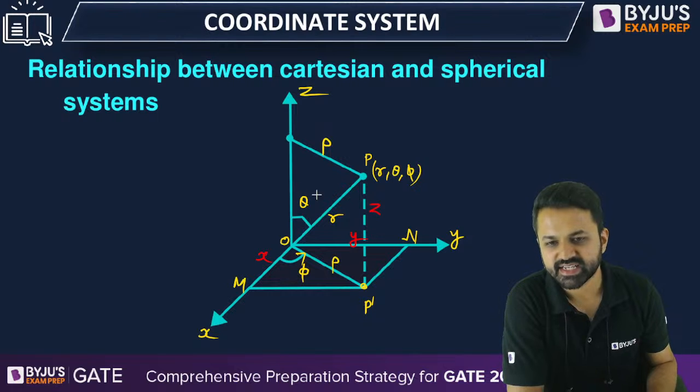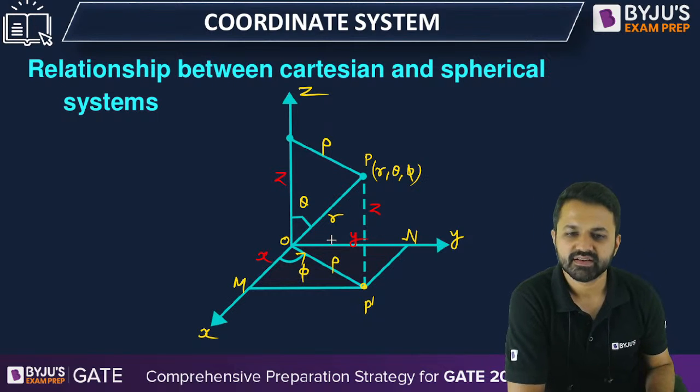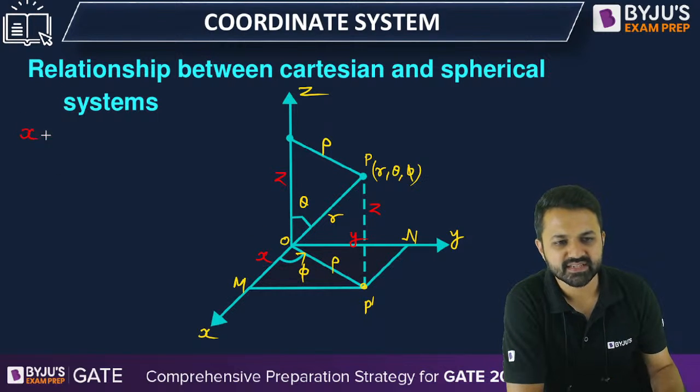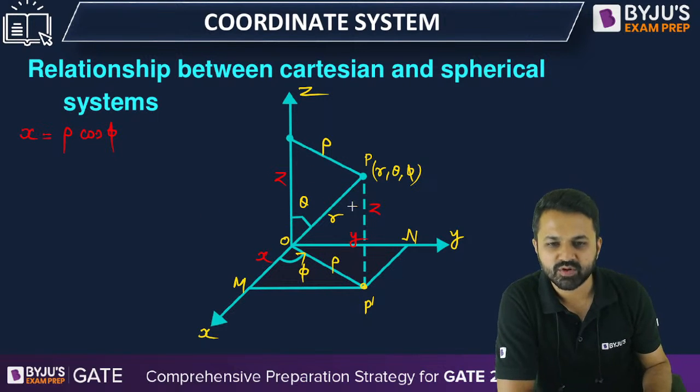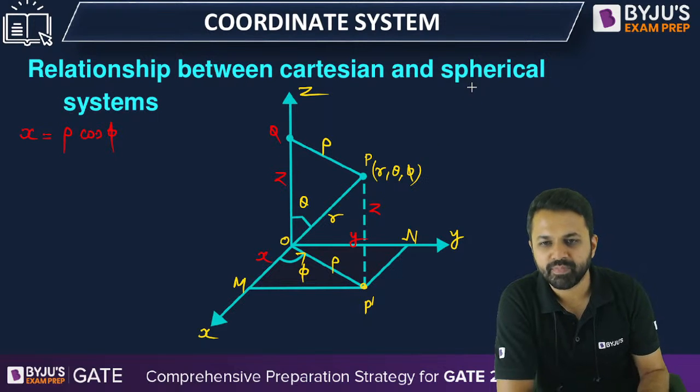And this vertical distance is nothing but z, right? So x, we have already calculated, is rho cos phi. Now what is the value of rho? That is important. Now come to this particular triangle OPQ.